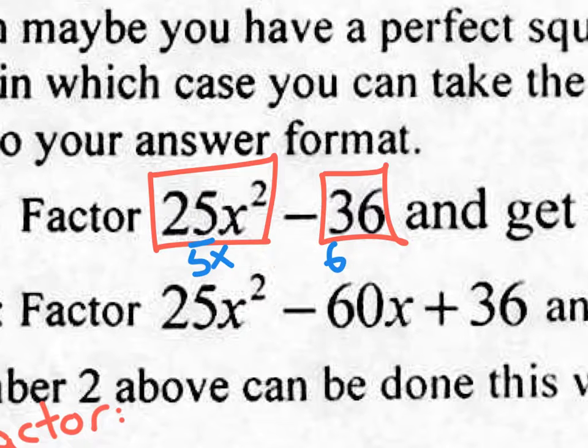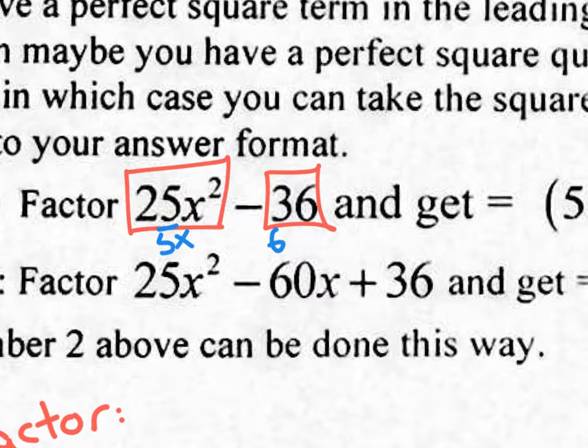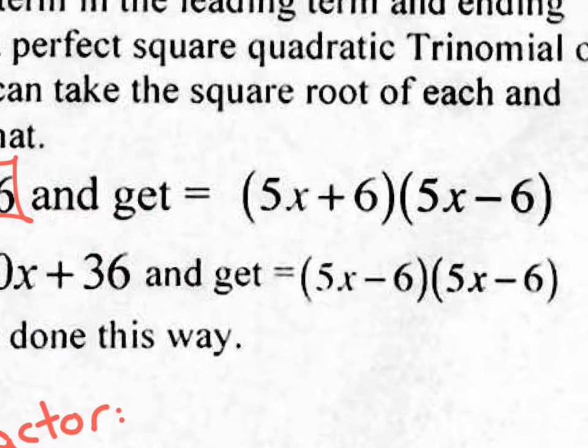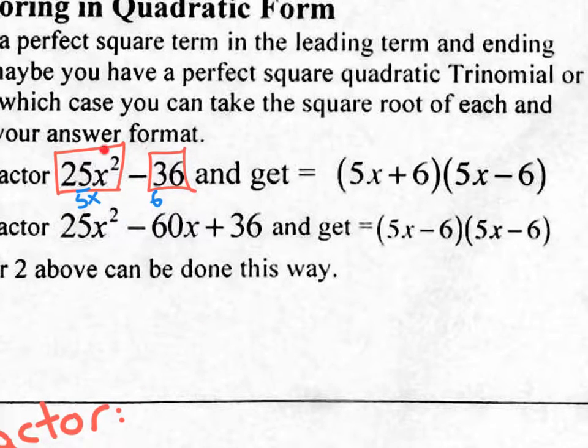So guess what? When you set up your factored form answer, it's going to involve the 5x and the 6. Check it out. There's the 5x and there's the 6 that I was talking about. And of course, since there is no middle term in this original quadratic binomial, you know that one has to be a positive, one has to be a negative. And that's just the way it works out. It doesn't always work out this way, but it's a great way to set it up and then verify it.